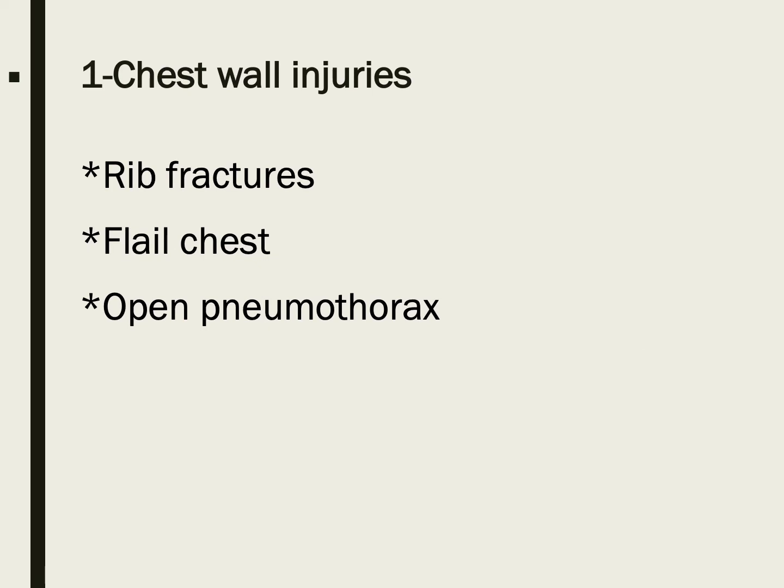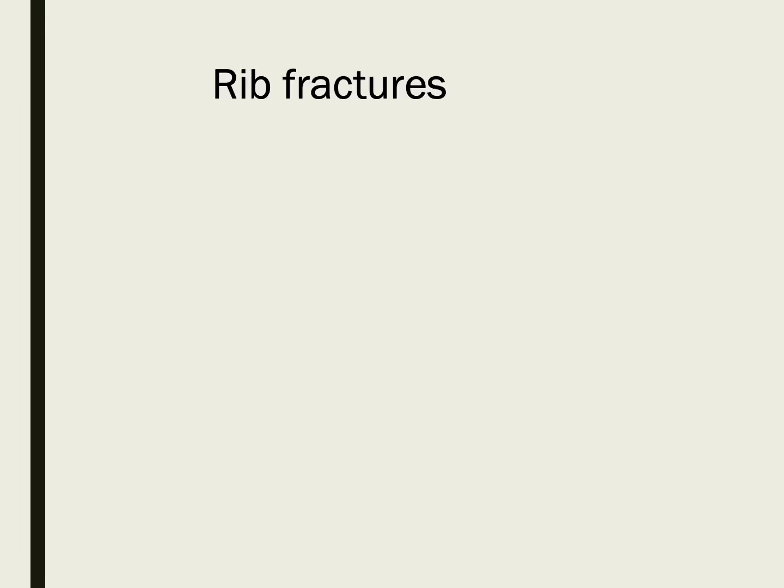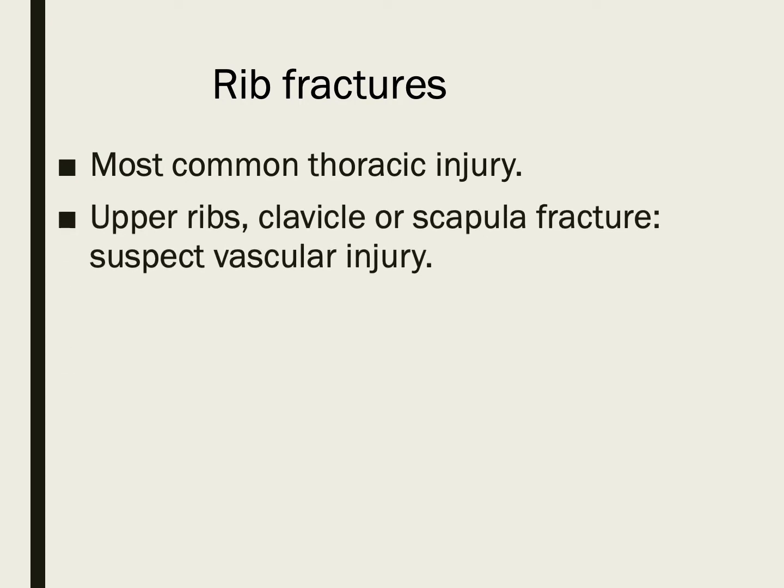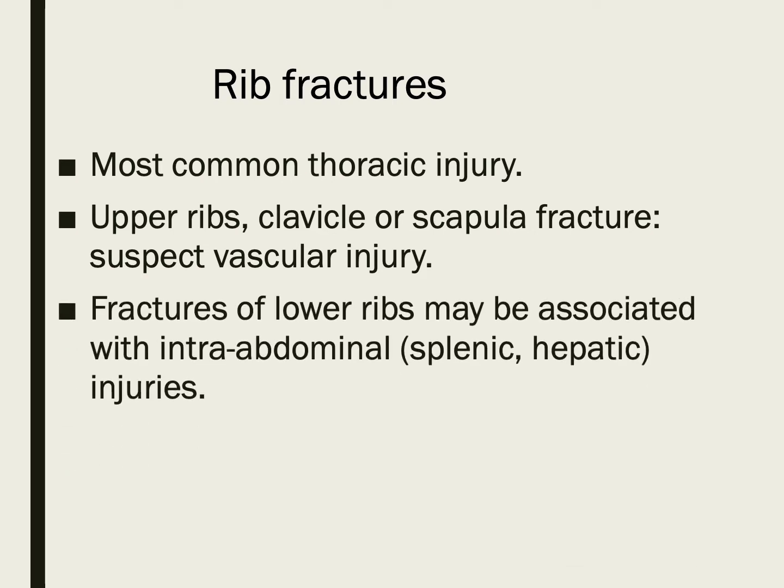The simple chest wall injuries are rib fractures, which could be single or multiple. If they are multiple, they might result in flail chest or stove in chest. There's also open pneumothorax if there is a large defect in the chest wall. Rib fractures are the most common thoracic injury, and if the injury is forceful, it might result in first rib injuries or scapula or clavicle injuries, and it's important with these structures to exclude vascular injuries like subclavian vessels or brachial plexus injury. The fracture of lower ribs is also associated with intra-abdominal injuries, so it's important to exclude them as well.